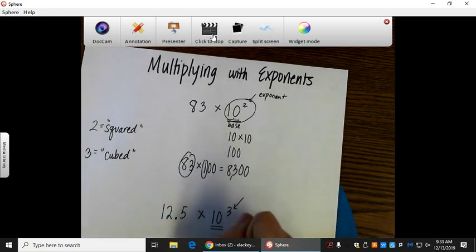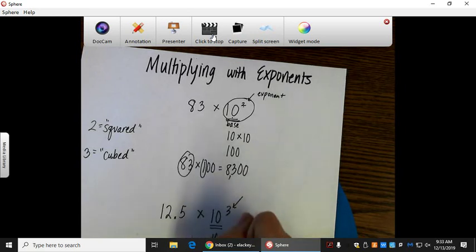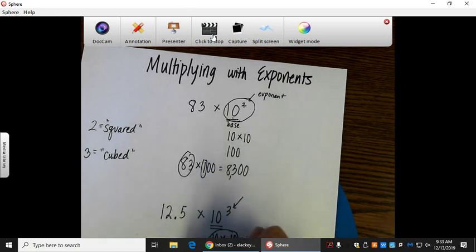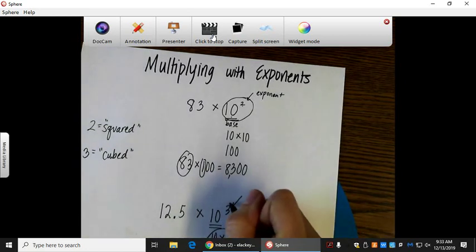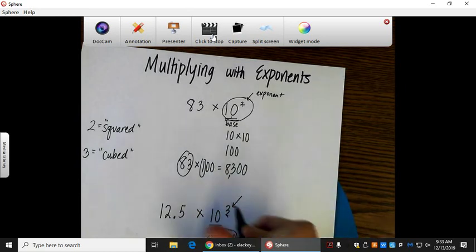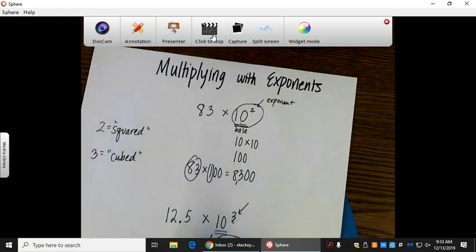So 10 to the third power actually means 10 times 10 times 10, which is 100 times 10, which is 1,000. So 10 cubed is just another fancy way of saying 1,000. So you really have 12 and 5/10 times 1,000.